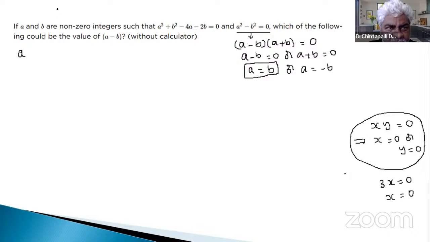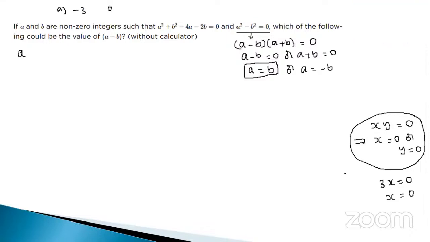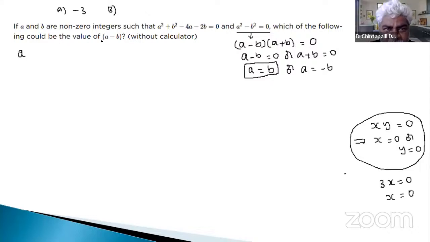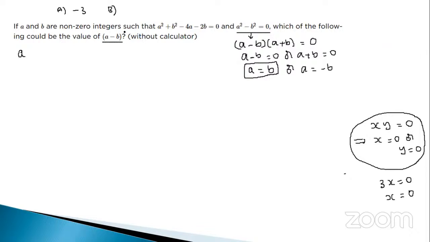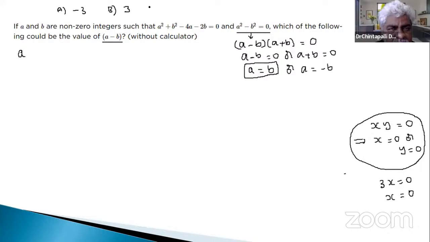Options. Option A: minus 3. Option B: 3. The value of a minus b is asked, right? Option C: 0. Option D: 2. See, now we are using a is equal to b.